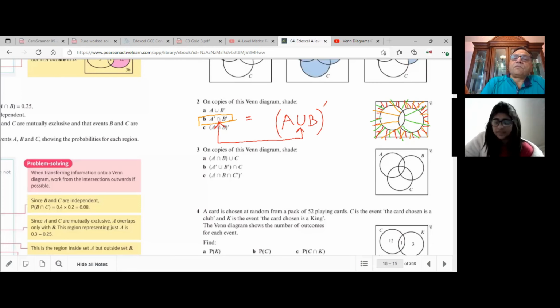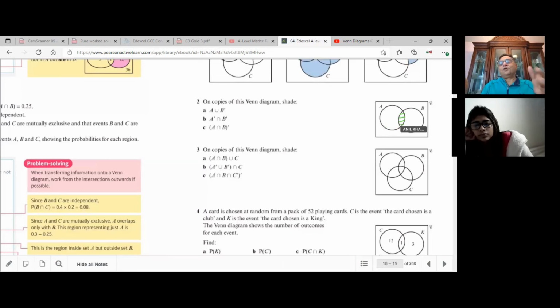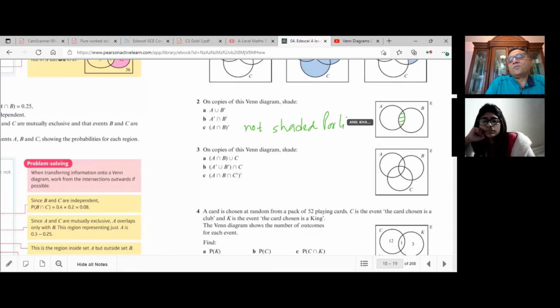Yeah, that's clear. Let's do the next one, which is A intersection B, and then find its complement. A intersection B is the center portion, and the complement is everything outside, so excluding this. I can write it as the not shaded portion. Is that the answer for this? Is that clear to you?